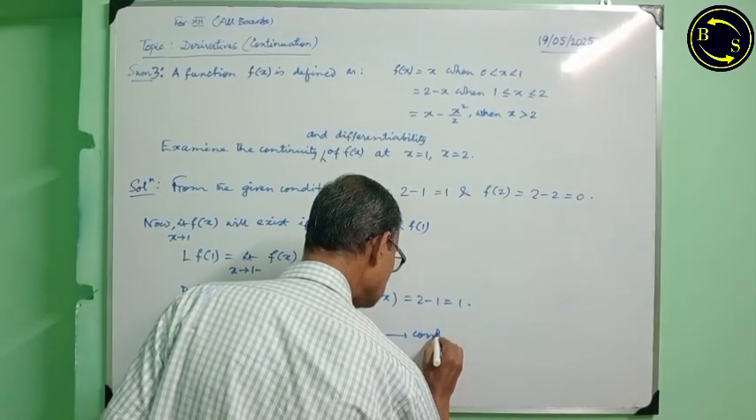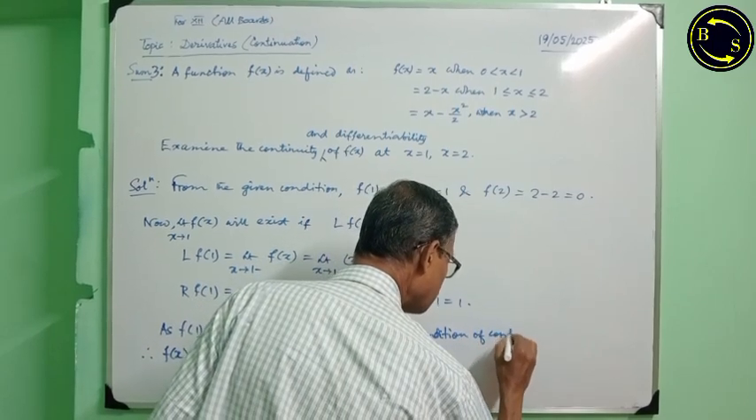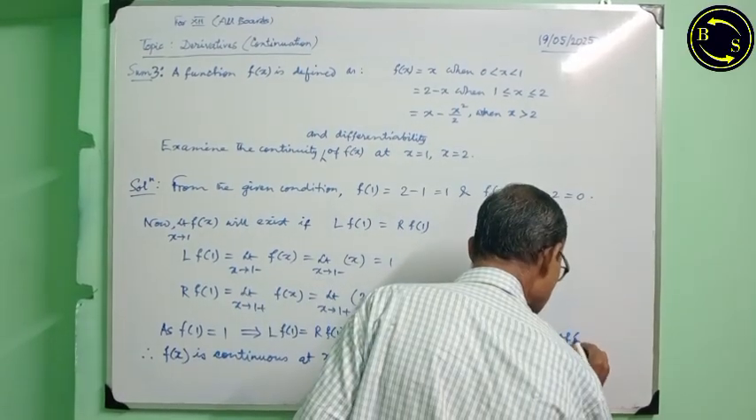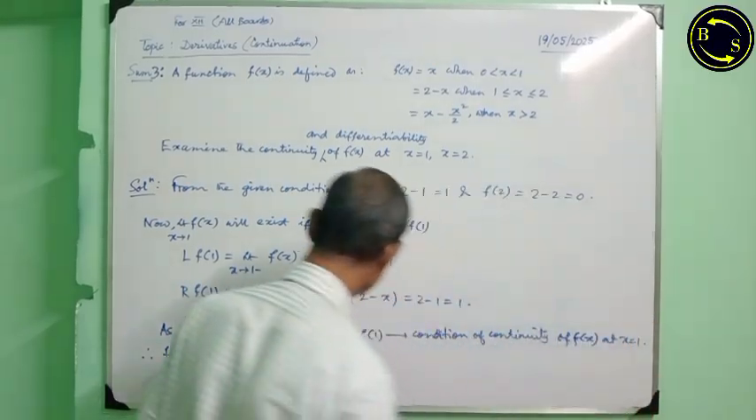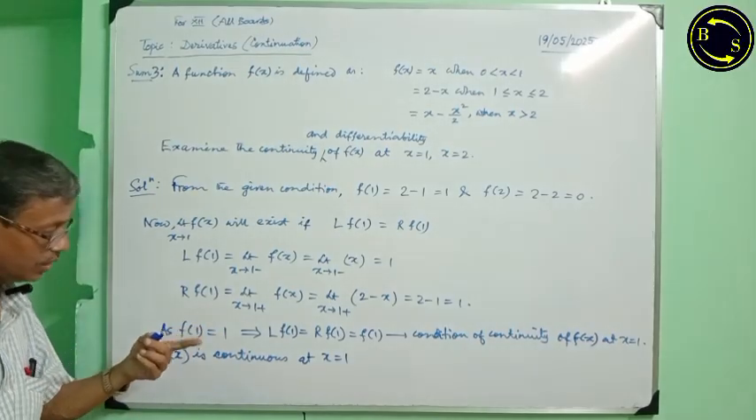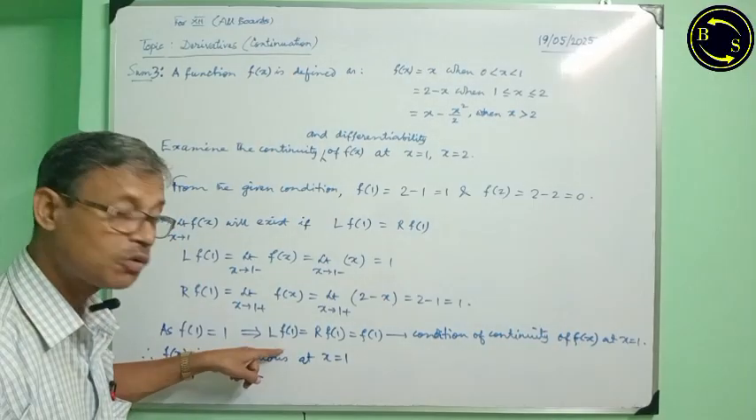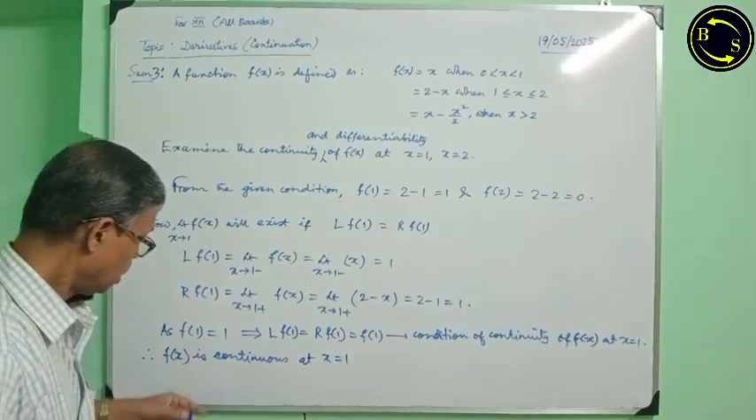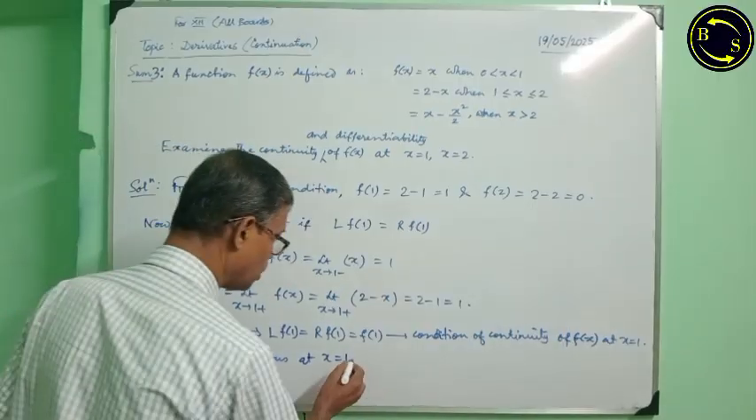Condition of continuity of f(x) at x equal to 1. f(x) will be continuous at x equal to 1 if left hand limit equals right hand limit equals value of the function at x equal to 1, and we find all these three values are equal. Therefore f(x) is continuous at x equal to 1.